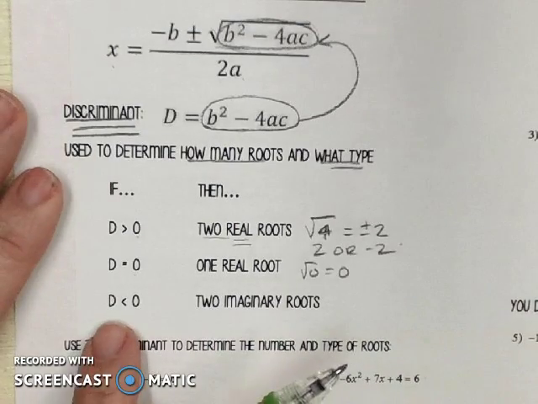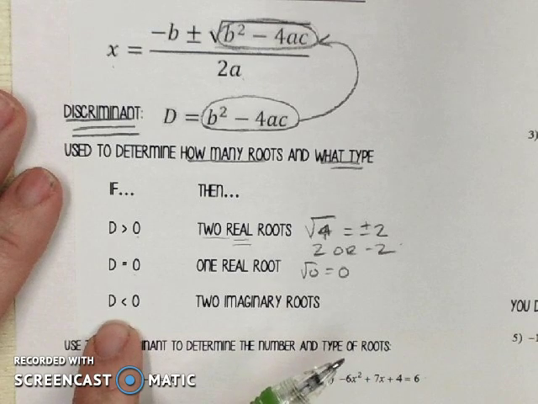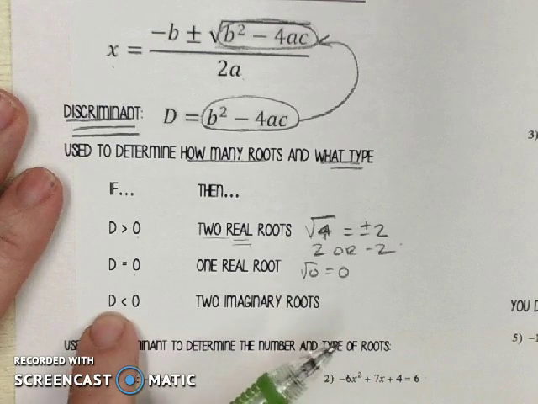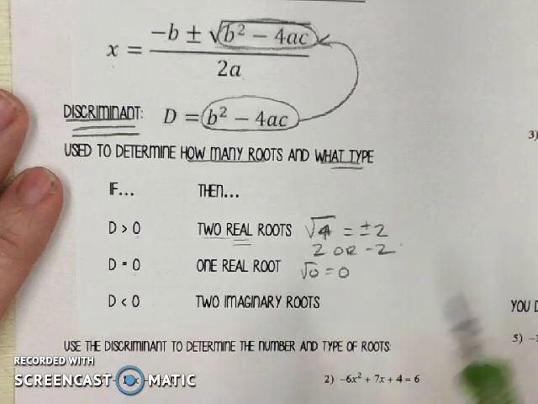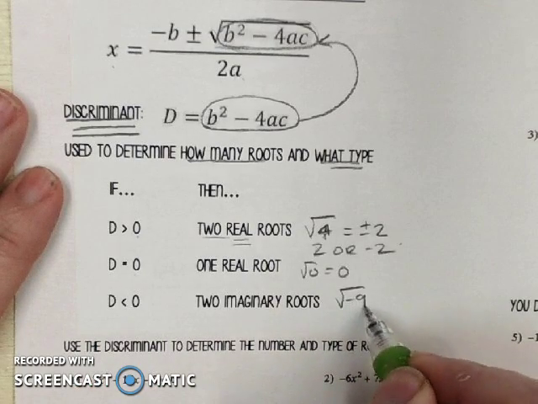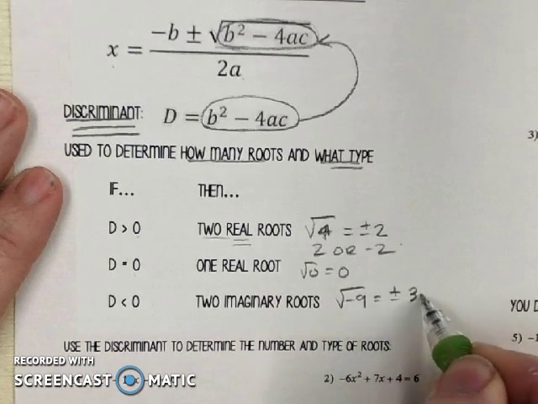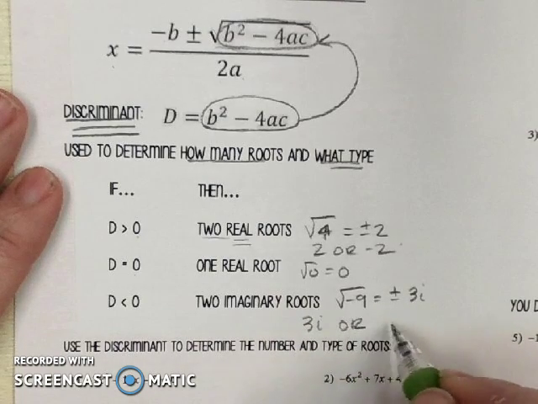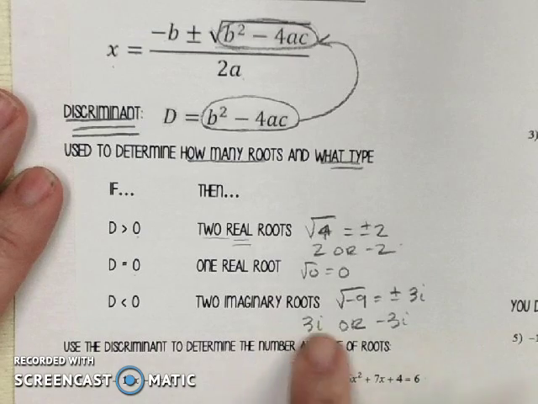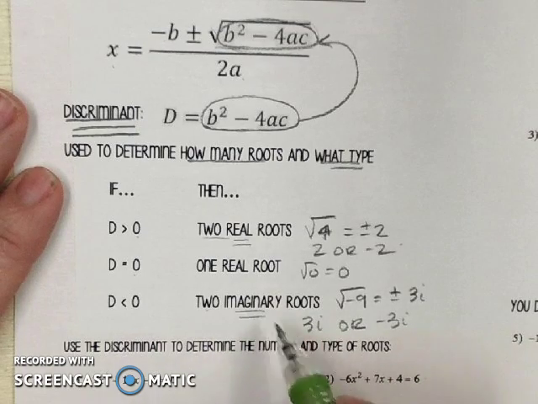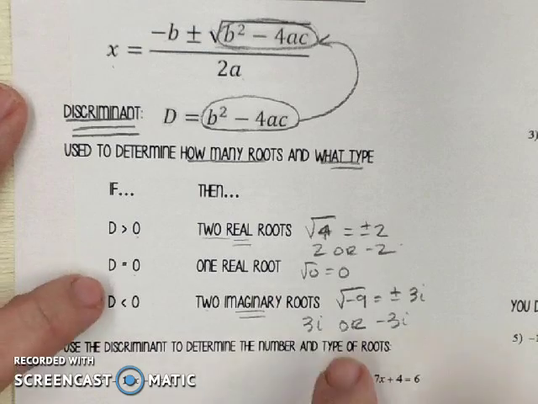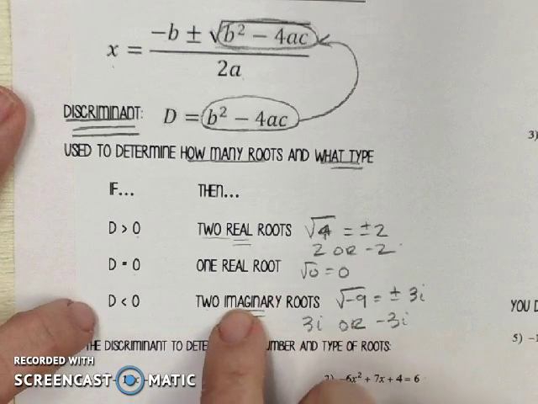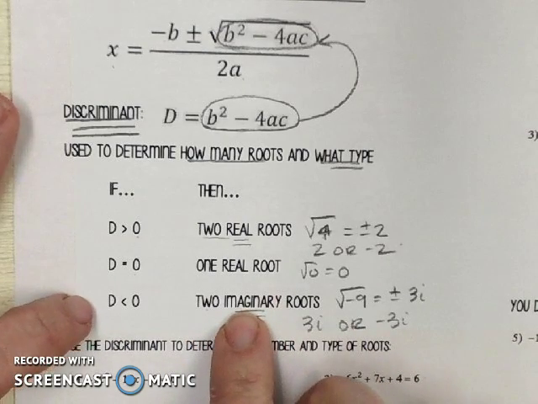Alright, the last one, your last possible option is that d, your discriminant, is less than 0. It's negative. Like the square root of negative 9 is going to give me plus or minus 3i. So that gives me a positive 3i or a negative 3i for my solutions. Those are my two imaginary roots. That means that the graph of this quadratic equation, whatever it happens to be, will never cross the x-axis.